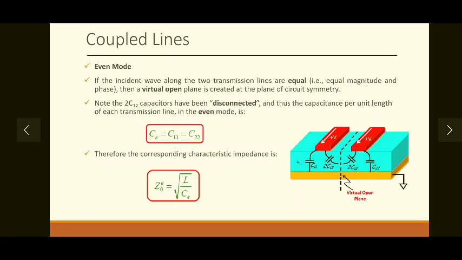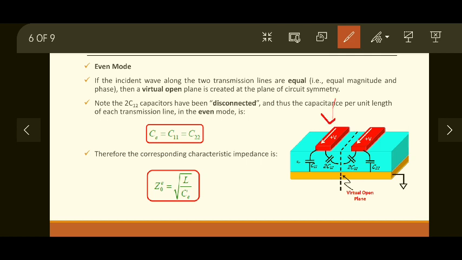Then what happens in case of even mode? So when do these transmission lines carry even modes of a TEM? If the incident waves along the two transmission lines are equal, not only in magnitude but also in phase. They have equal magnitude and equal phase. As you can see in the diagram, both strip conductors are showing voltages of plus V. They are in phase. So when this case happens, it is said to be carrying even mode, and then a virtual open plane is created. See here, a virtual open is created at the plane of circuit symmetry.